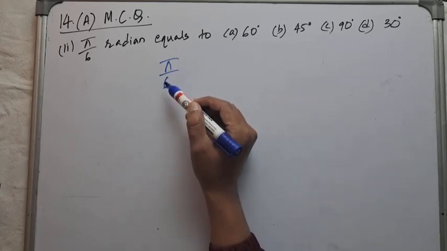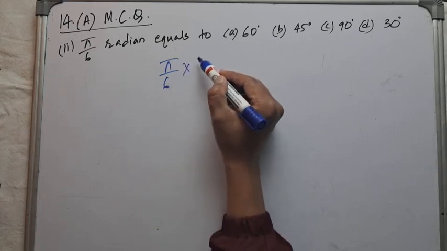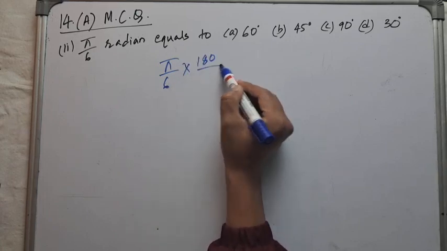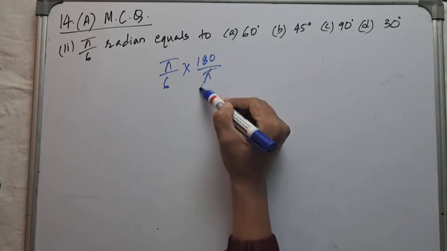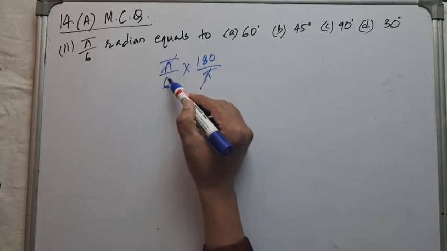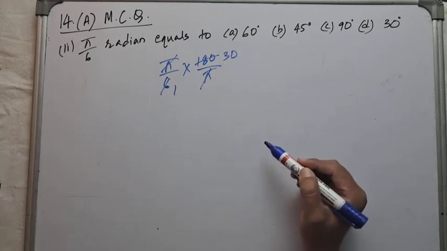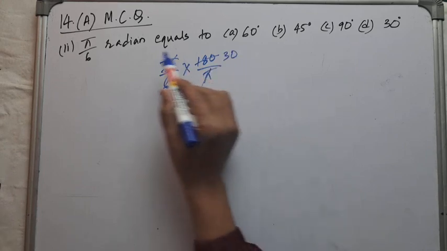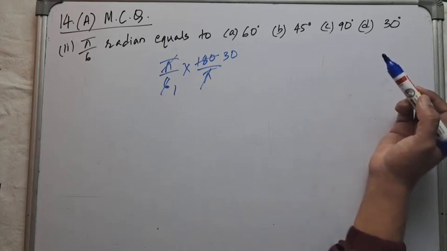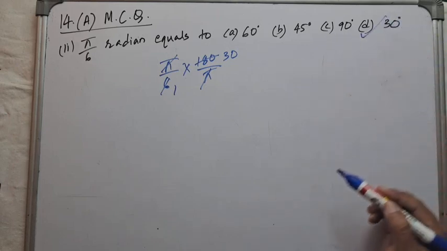So how do we convert circular measurement to sexagesimal measurement? Into 180 upon pi, okay? So this pi and this pi cancel out. 6 1s are 6, 6 3s are 18, 6 0s are 0. So we got 30 degrees, isn't it? So among these 4 options, which one is the correct one? Option D, 30 degree, okay?